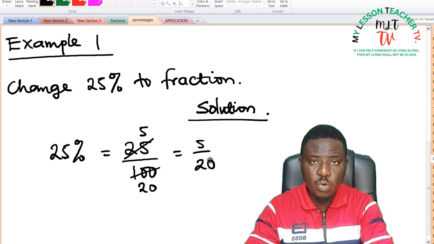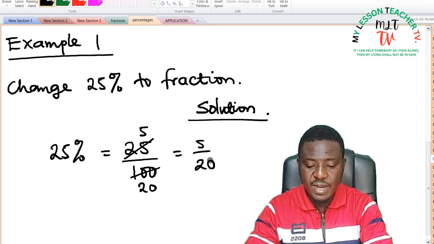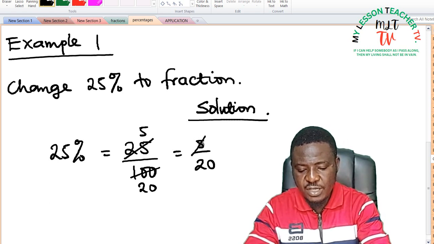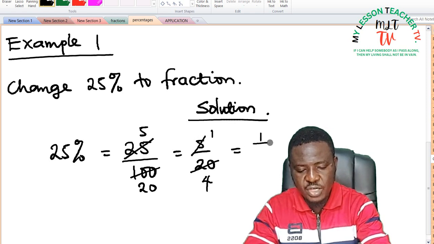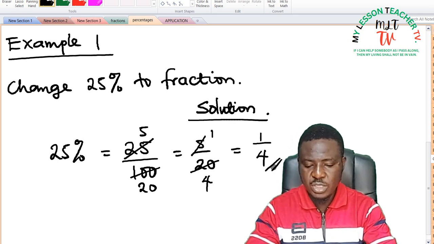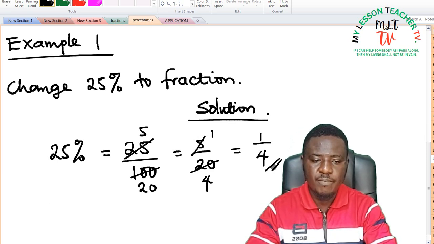But something can still go. There is a factor that can still divide. 5 can still divide. 5 into itself is 1. 5 into 20 is 4. So 25% as a fraction is said to be equal to 1 over 4. You can refer to this as 1/4.